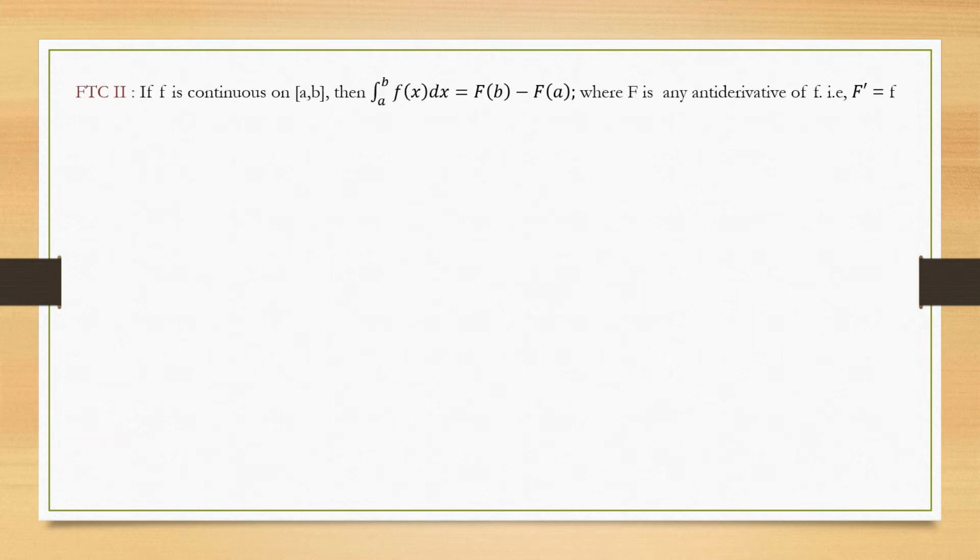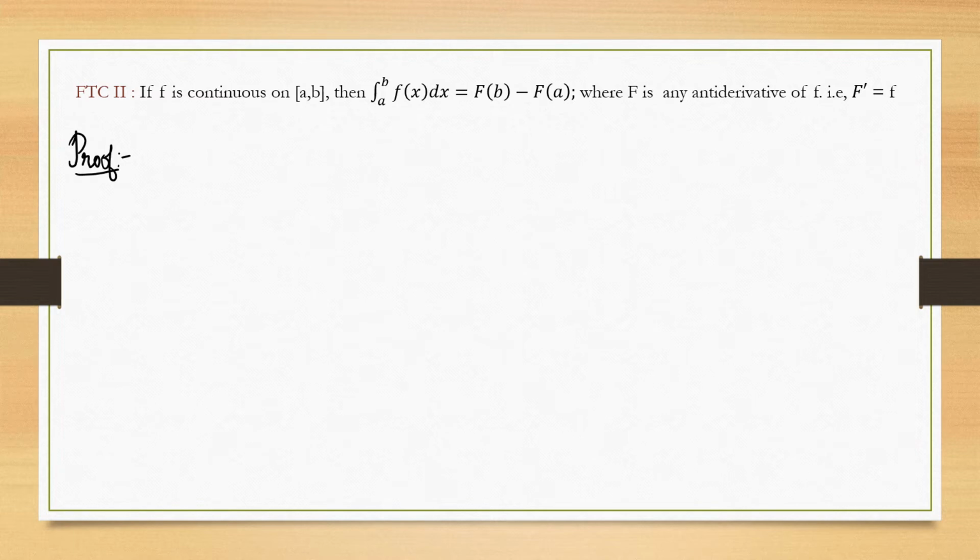Now, let us see the formal statement of the theorem. If f is continuous on the closed interval [a, b], then the integral from a to b of f(x) dx equals F(b) minus F(a), where F is any antiderivative of f, that is, F' equals f. Now let us prove this theorem.